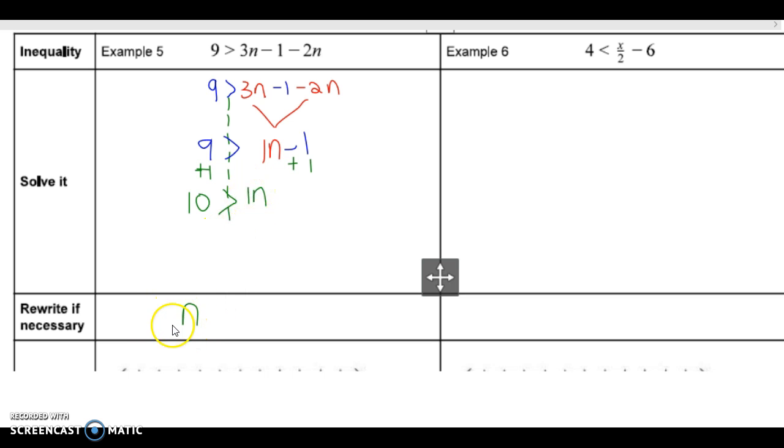So again, notice that 1n and n is the same thing. So n is less than. Notice that I switched the symbol. But technically, it's the same thing. N is less than 10, or 10 is greater than n. So rewriting it makes no difference. Okay, they're both the same. We do want to see the variable on the left side.